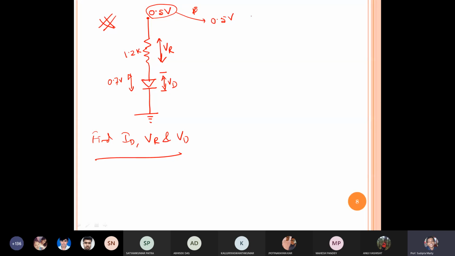It is 0.5. So the diode will not conduct, although it is in forward bias condition. Still, as the applied voltage is very small compared to the cut-in voltage of the diode, the diode will not conduct. If the diode is not conducting, there will be no current flow. So ID will be 0.